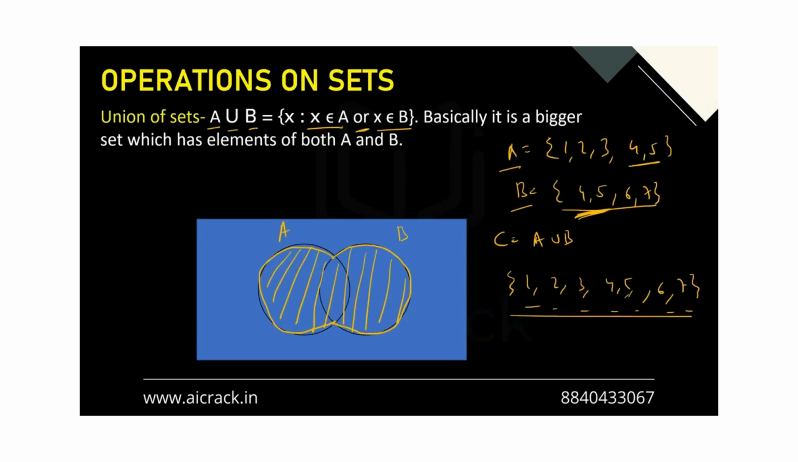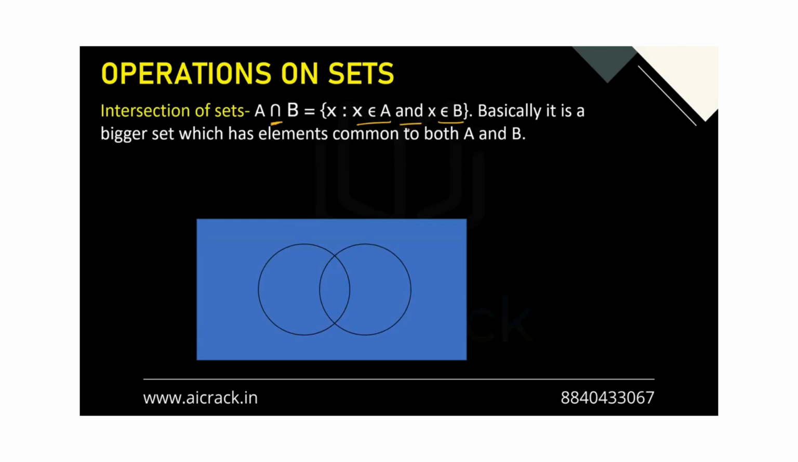In the union case, it was OR. Basically, it was including all the elements of A and B. But over here, we are including only the elements which are common to both A and B, and not all the elements.